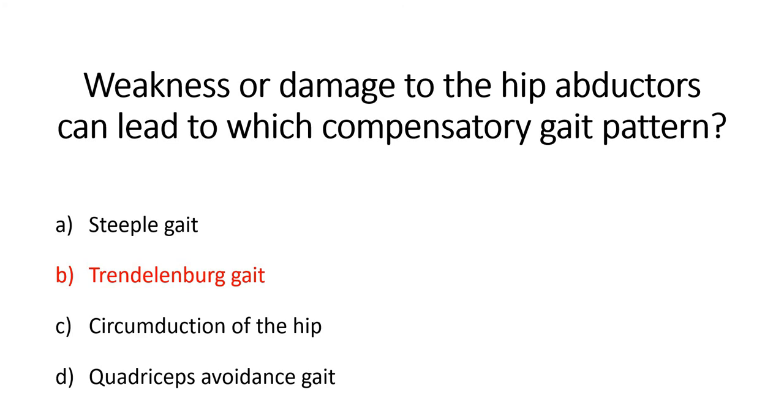Circumduction is another compensatory gait pattern actually for a few different pathologies, I don't want to say pathologies, but a few different conditions. But that could also be a compensatory gait pattern for an issue with the ankle flexors, and quadriceps avoidance gait is a gait pattern that we see because someone's trying to avoid using their quadriceps. So the answer is the Trendelenburg gait.